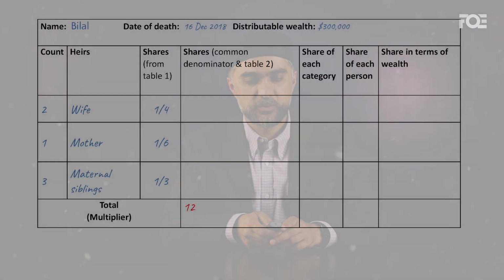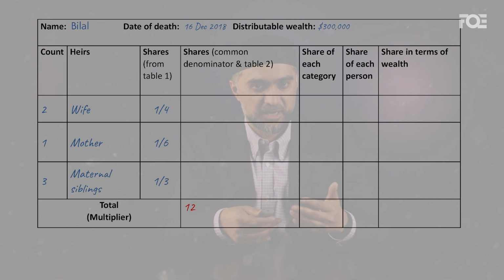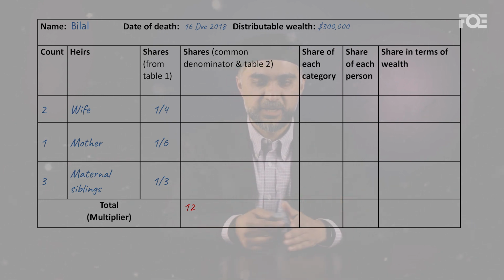So there are no children, but there is ikhwa. You remember the word ikhwa we talked about a few videos ago? Ikhwa means having 2 or more siblings of any type. And in this case, Bilal has 3 maternal siblings. So mother will get 1/6. And then maternal siblings, we know brothers and sisters are getting equal share. We just combine them together and we just look for MT, and MT will get 1/3.